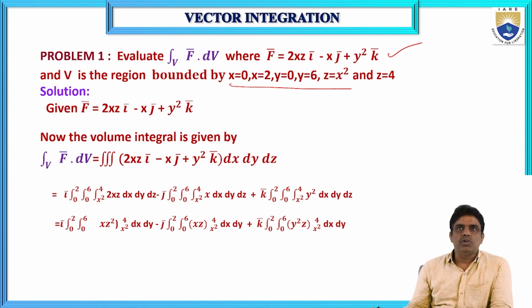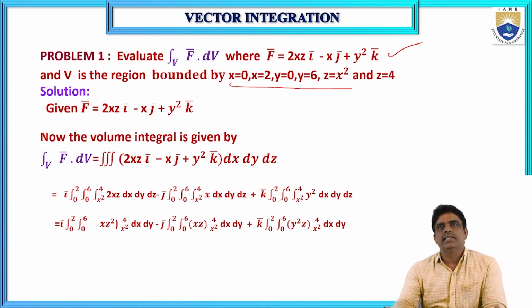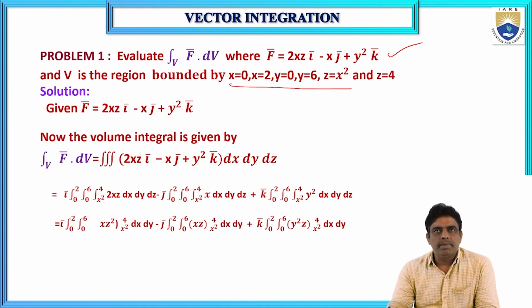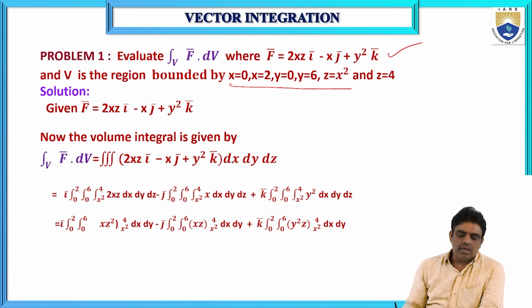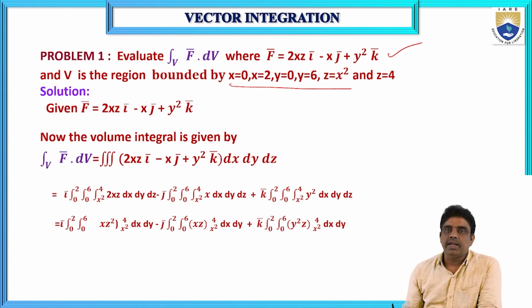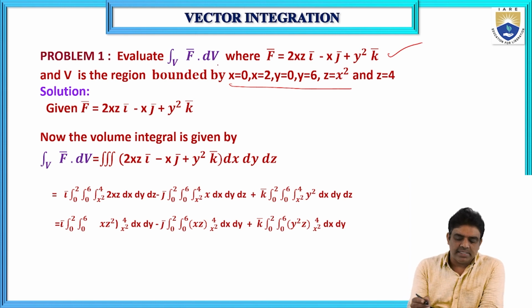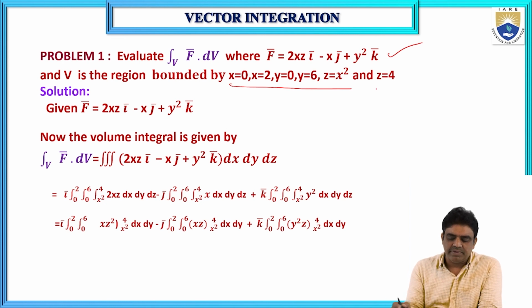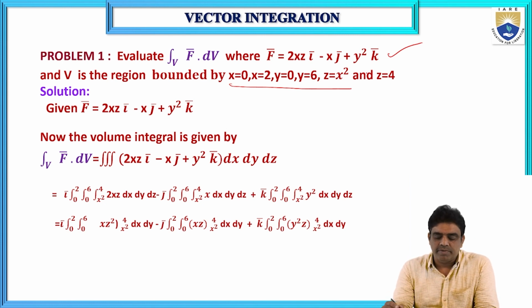So the region limits are already given, and there is no need to find the limits once again. The problem is already simplified: x from 0 to 2, y from 0 to 6, z from x square to 4. Now to find the solution, we have to evaluate the integral of F bar dV. F bar is already there and the limits of V are also given.